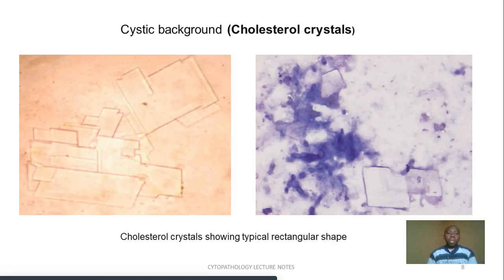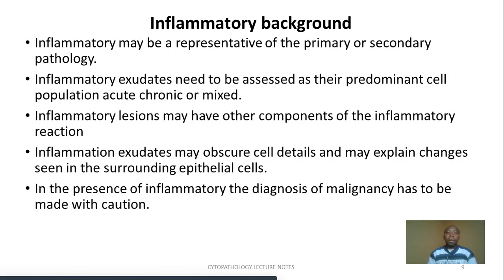Still on this slide, we can also look at another representation of how the cystic background can appear, and in this case we have cholesterol crystals. These are cholesterol crystals that we are seeing here, which show the typical rectangular shape. When you see this in the background as you examine your slide, this also points to a cystic background.